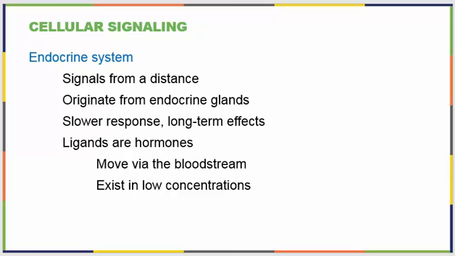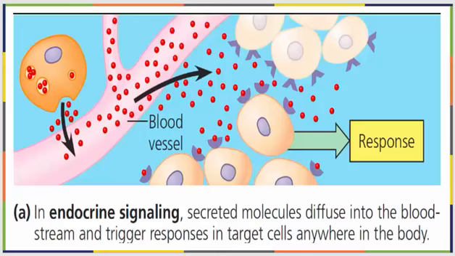Endocrine signaling is signaling from a distance. These signals originate in the endocrine glands and have slower responses but longer-term effects. The ligands in this situation are often hormones that move via the bloodstream and regularly exist in our bodies in low concentrations. Here's an example of endocrine signaling if you would like to see it in image form. There are secreted molecules that diffuse into the bloodstream and trigger responses in target cells anywhere within the body.